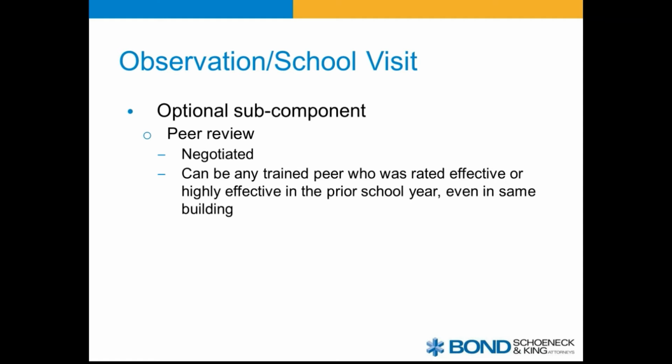So the optional subcomponent of the observation is peer review, and that would obviously have to be negotiated if the district wanted to include peer review as a third observation or another observation. And that can essentially be any trained peer who was rated effective or highly effective in the prior school year. And it doesn't matter for the peer evaluation whether that individual is in the same school building or a different school building as the teacher being evaluated.